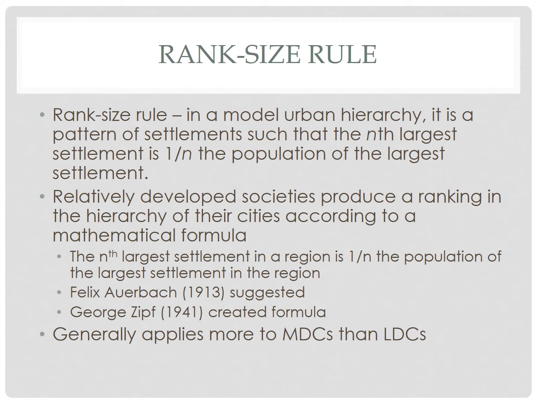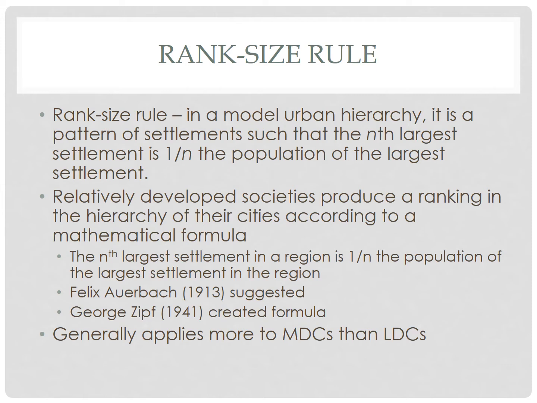So essentially what this is saying is that whatever the nth largest settlement is, let's say the 5th largest settlement, would be 1 over n, in this case 1 over 5. 1/5, 20%, the population of the largest settlement. So if the largest settlement was 1 million people, the 5th largest settlement should be 20% of that, 1/5 of that, so it should be 200,000 people. It would then mean that the second largest settlement would be 1 over 2, 1/2 that population. So if the largest is 1 million, the second largest would be 500,000.